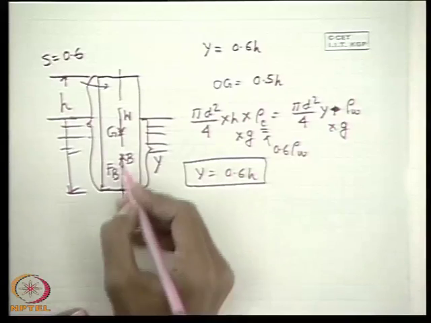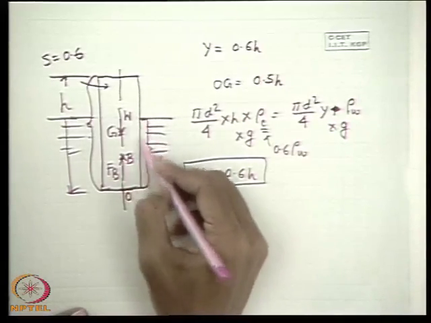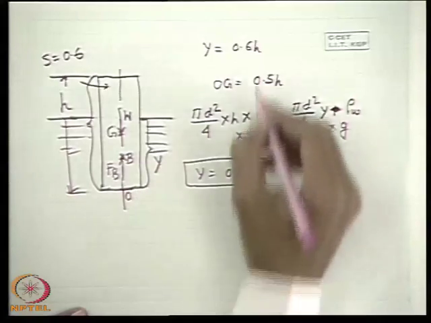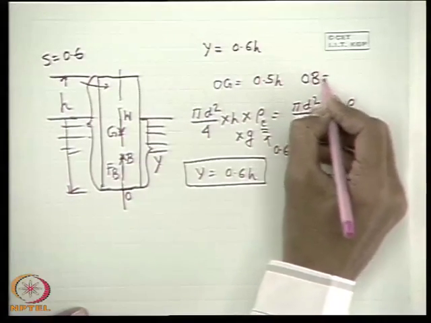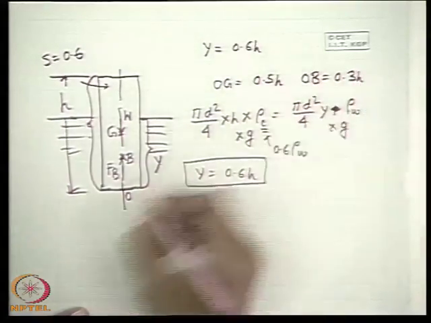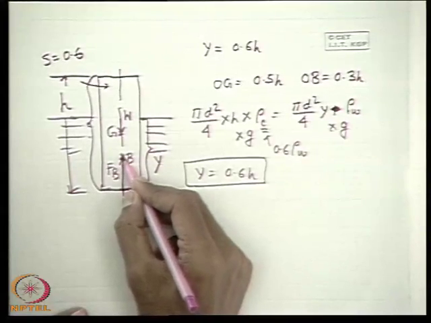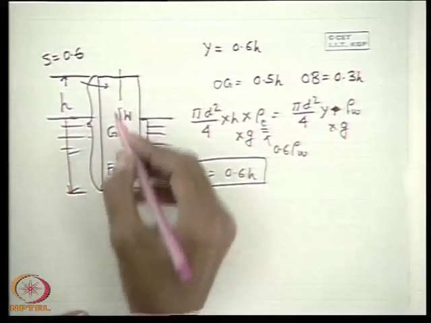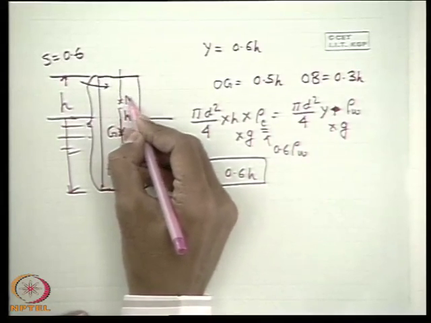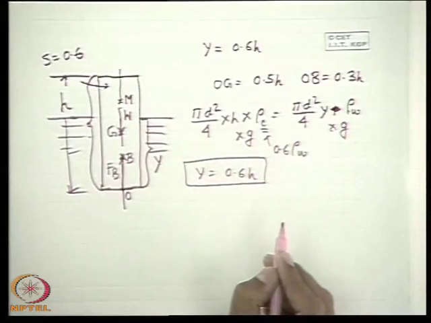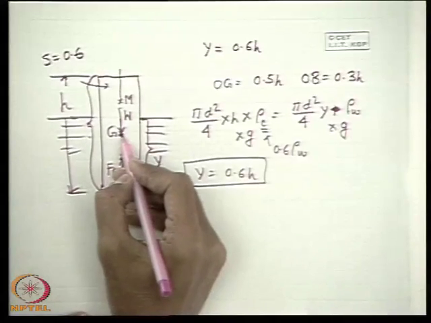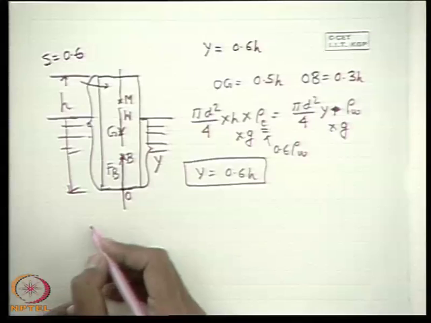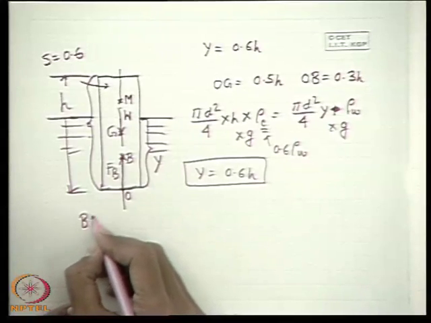All right. So B is the center of buoyancy for the uniform cylinder. It will be at the middle of y. That means OB is equal to 0.3 h, and O to G is 0.5 h. The metacenter will be above the center of gravity for stable equilibrium, and for neutral equilibrium it is coinciding. Let us discuss in general, M is above this. So what is the value of BM?